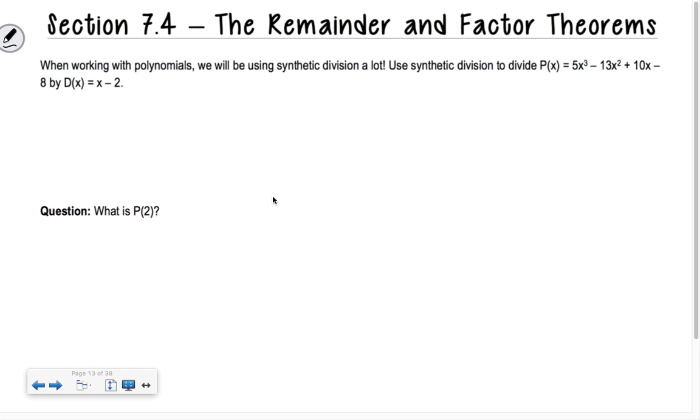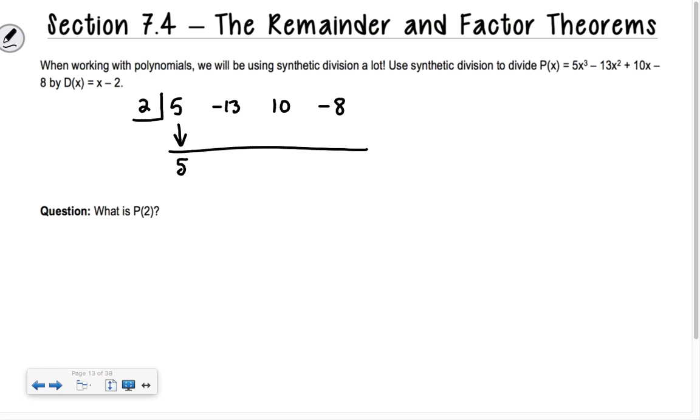Do you guys all remember synthetic division? Feel pretty good with that? It says use synthetic division to divide p of x equals 5x cubed minus 13x squared plus 10x minus 8 by x minus 2. When I'm dividing by x minus 2, do you remember what I put in the backwards L? It's 2. It's like if you had set it equal to 0 and solved.